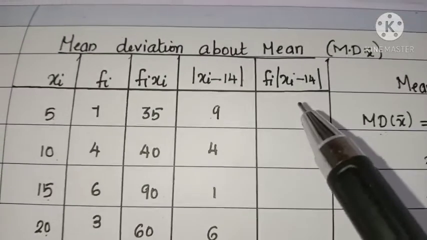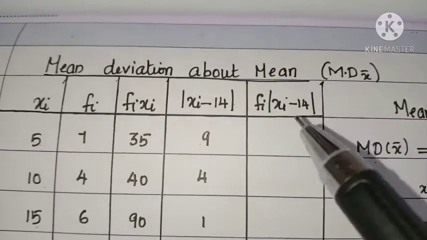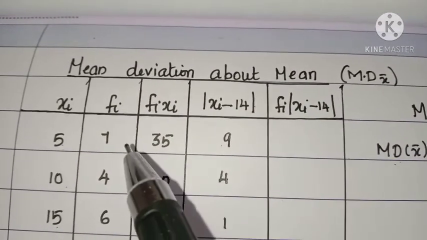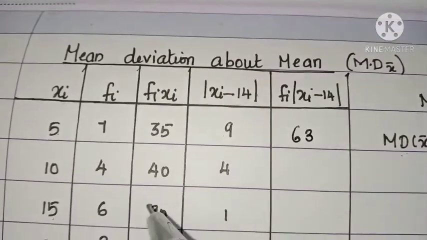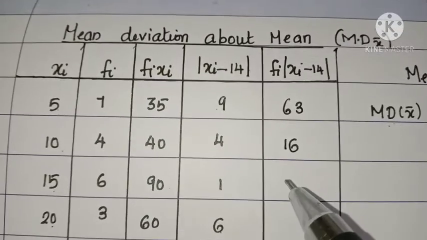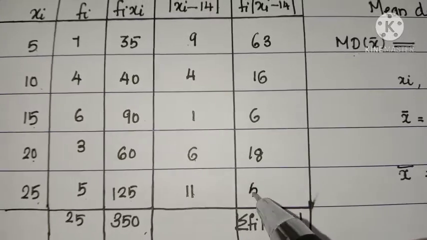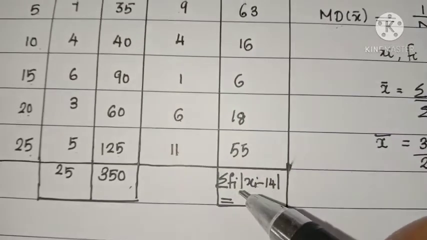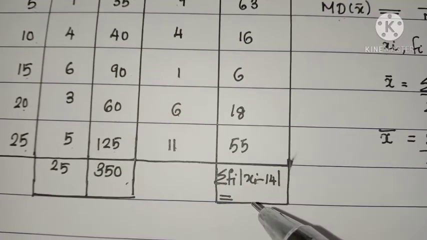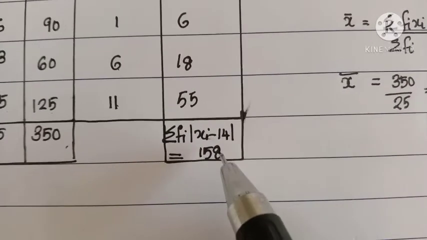Okay. Now we need fi into this modulus. So fi into mod xi minus 14. So multiply these two columns. 7 into 9, 63. 4 into 4, 16. 6 into 1, 6. 3 into 6, 18. 5 into 11, 55. Now find the sum total. Sigma fi mod xi minus 14 is equal to 158. Okay. So write the formula.